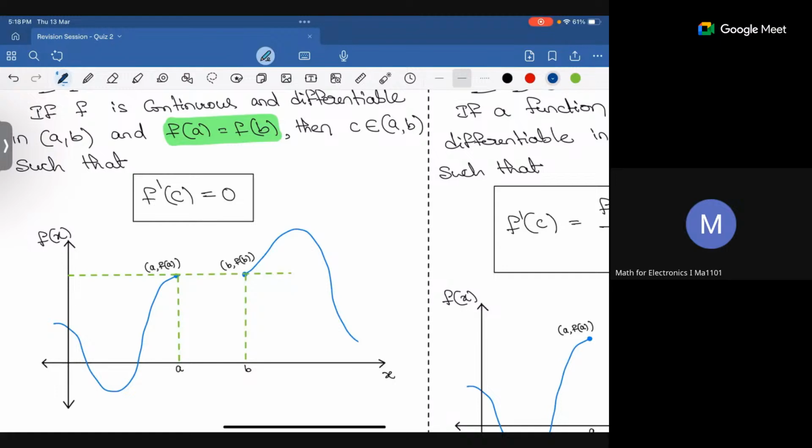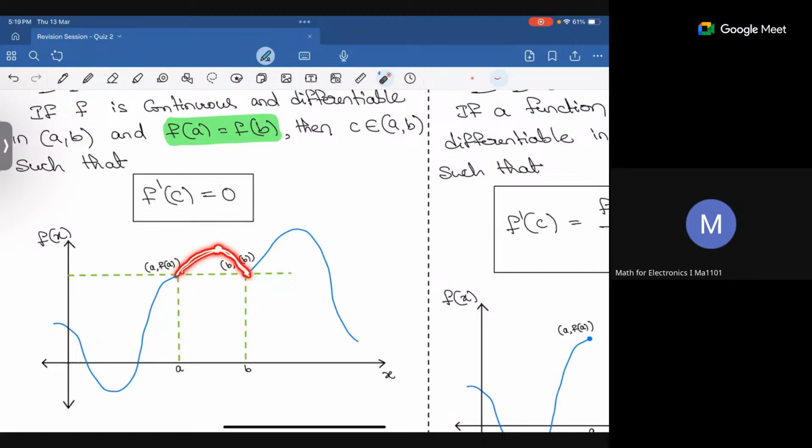All that we have to worry about is this interval A to B, and you know that it is continuous and differentiable. If it is continuous and differentiable, it has to be smooth. So something like this, or something like this, right? If you consider any smooth curve that connects A to B, and it is going above, then it has to reach back to B, right? It has to come back to B.